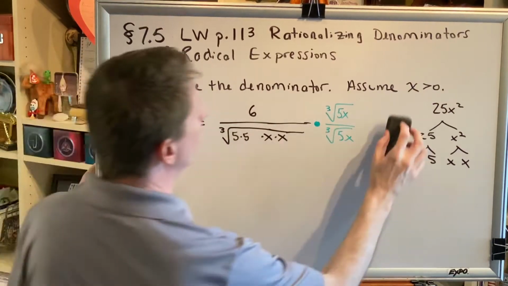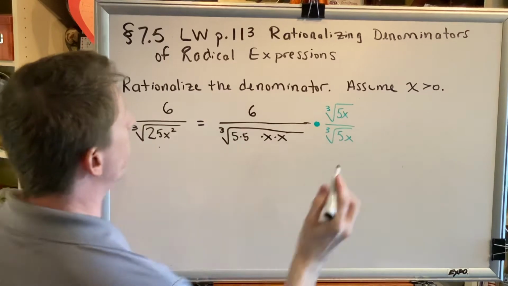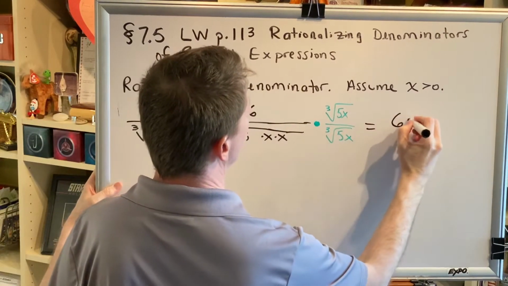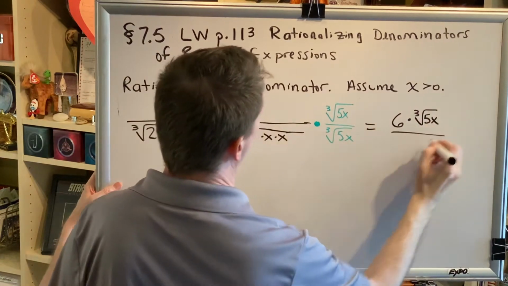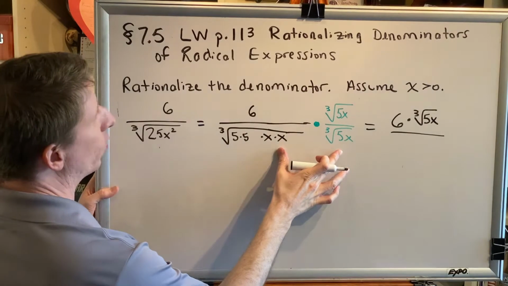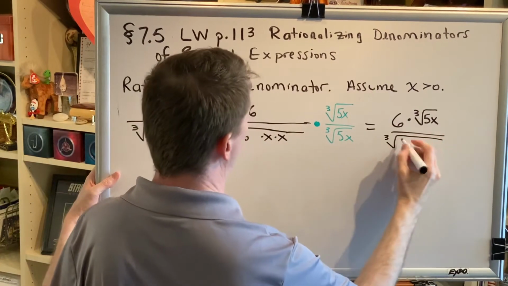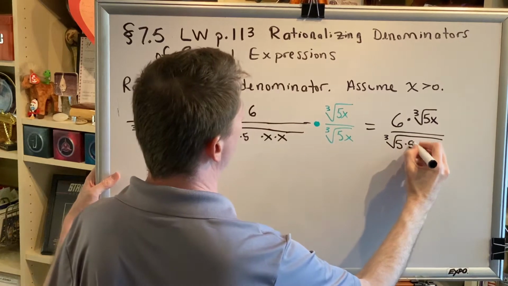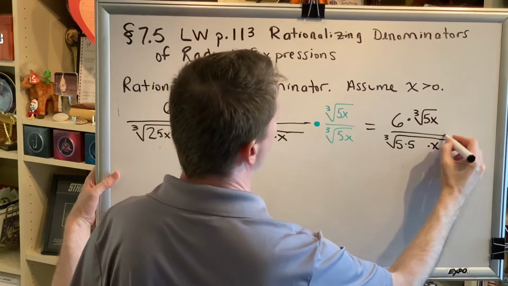Okay, so now we can multiply the fractions. This is going to give us 6 times the cube root of 5x. And when we multiply these together, we can combine the two radicals with the product rule for radicals because the index is the same. So this will be the cube root of 5 times 5 times 5 times x times x times x.